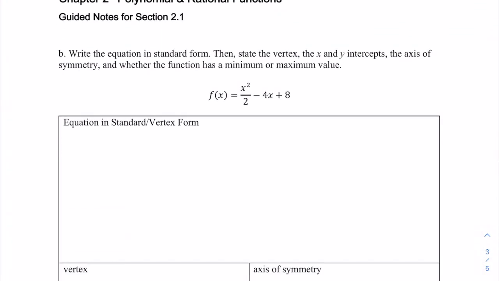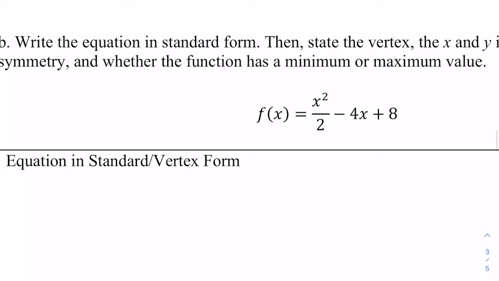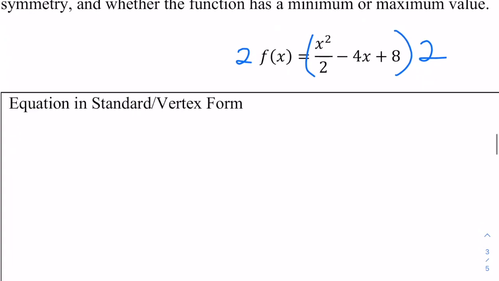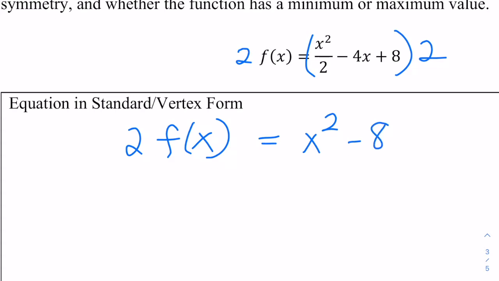Now let's go to the next problem. For this one, I'm also going to complete the square, but now we have a coefficient of 1/2. So I'm going to essentially multiply both sides, every single thing in here, by 2. So I'll get 2 times f of x equals x squared minus 8x plus 16.